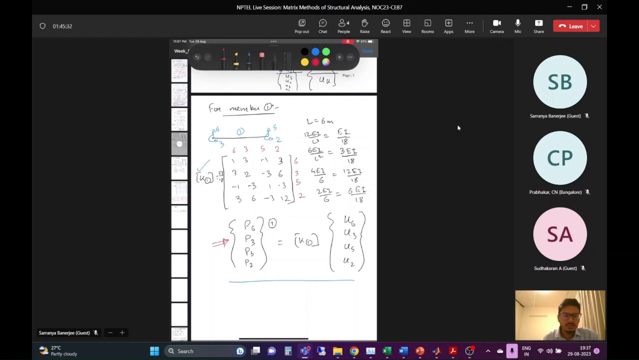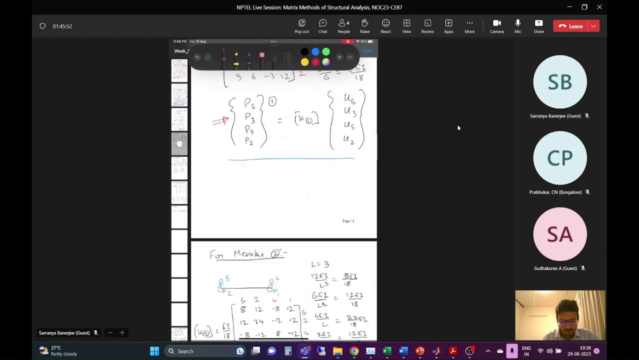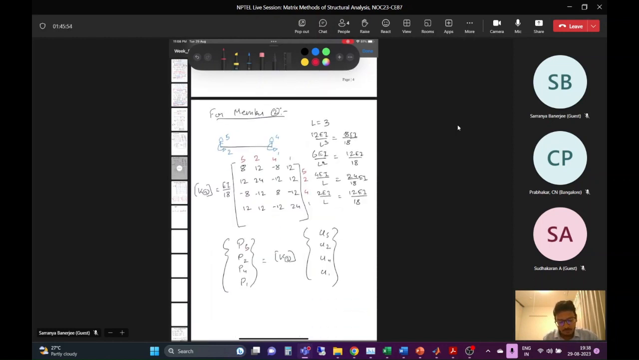In this equation, what have we written? We have written P6, P3, P5, P2 of member 1. We are very clear with this: the displacements are global, equal for each joint, but the forces here are for member 1. Similarly, P5, P2, P4, P1 for member 2. These are not global. I have not written member 2 here; that is wrong.